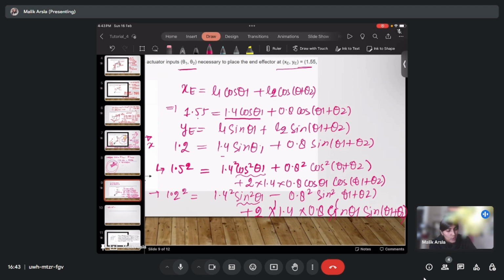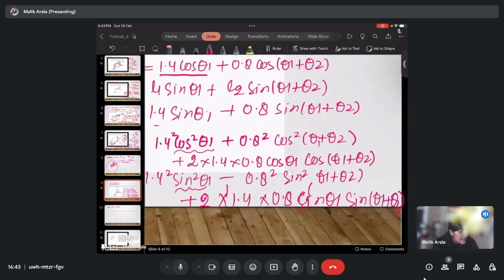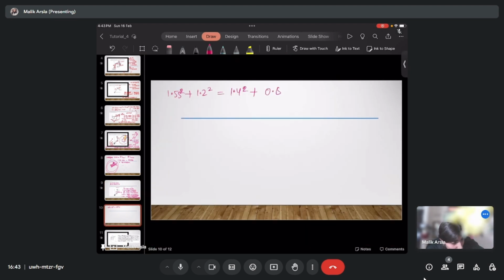We know sine square theta plus cos square theta is equal to 1. So this 1.4 square I can take common and these two terms will add and make 1. So it will be 1.4 square, right? Similarly, here this is cos square theta 1 plus theta 2 and here it is sine square theta 1 plus theta 2. This shouldn't be minus, this is plus only. I don't know why I wrote it like minus. So this is 0.8 square cos square theta, 0.8 square sine square theta. Again, if I take 0.8 square common, then cos square theta 1 plus theta 2 plus sine square theta 1 plus theta 2 will be equal to 1. So this will remain as 0.8 square.